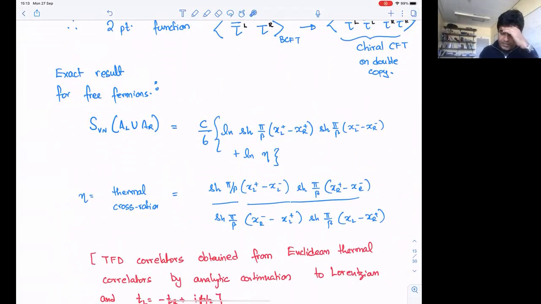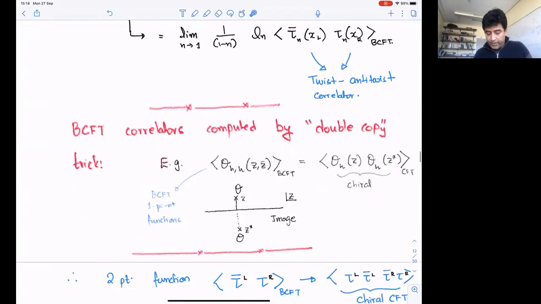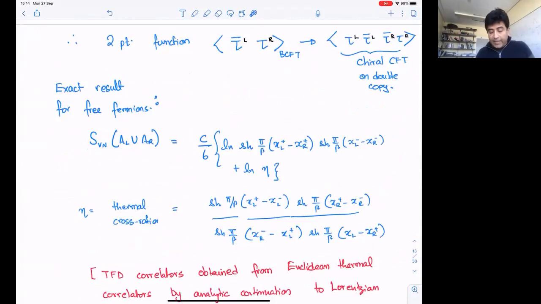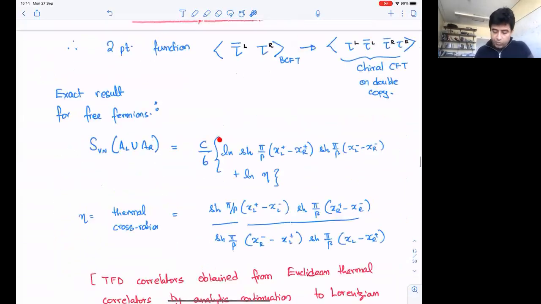The first bit is log sinh of pi over beta times x left minus x right coordinates, and similarly sinh of pi over beta times x left minus minus x right minus. These are the light cone coordinates of the two points where the twist operators were inserted. And so the first bit gives us nothing but the naive entanglement entropy of this interval. If you consider the complement of these semi-infinite intervals, which is these two finite intervals, 0 to a on the left and the right, and you imagine that you were just computing the von Neumann entropy of those two intervals in a CFT without boundary, the result you would get would be the first term here. The fact that the CFT has a boundary makes its appearance in the second term.